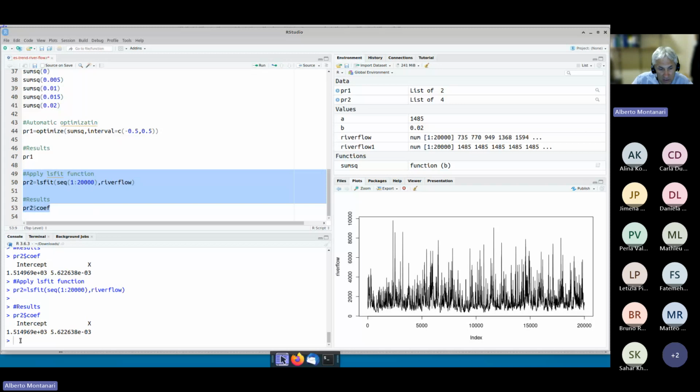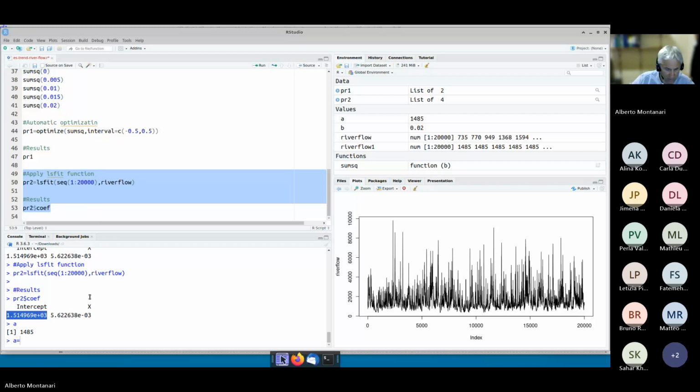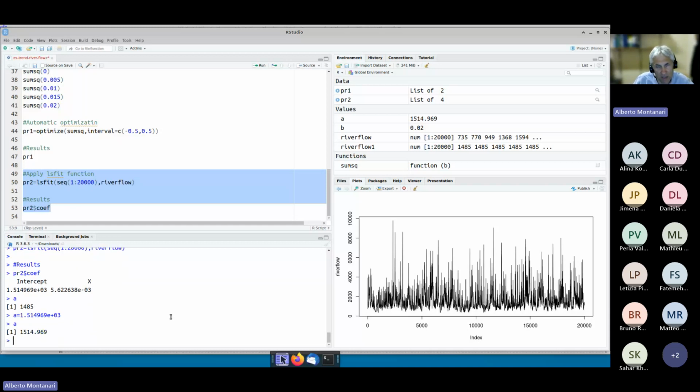And you see that we get an intercept that is 1515, and the slope is 0.56. So let me now fix the intercept. Let me see, how did I call the intercept? A, I think. Okay, A equal, let's fix A at this value here. Copy and paste. In this way, I am fixing the value of the intercept at its precise value, optimized through a straight line estimation.